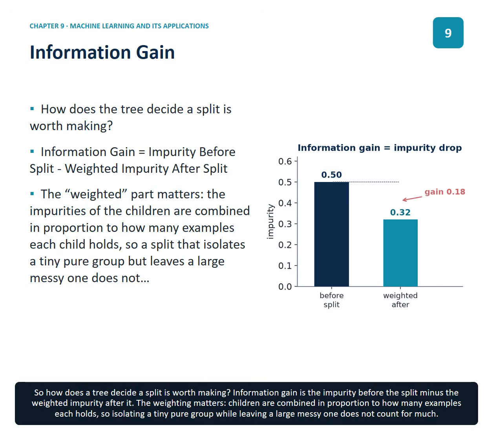So how does a tree decide a split is worth making? Information gain is the impurity before the split minus the weighted impurity after it. The weighting matters. Children are combined in proportion to how many examples each holds. So isolating a tiny pure group while leaving a large messy one does not count for much.